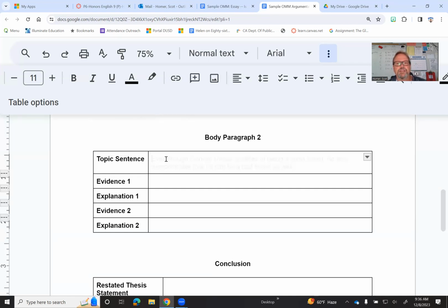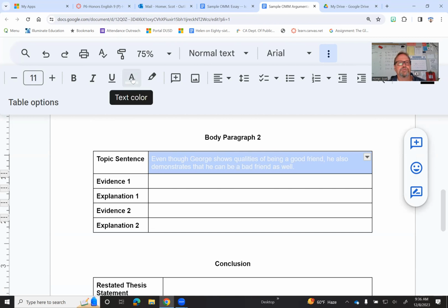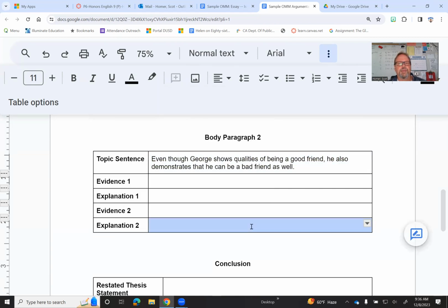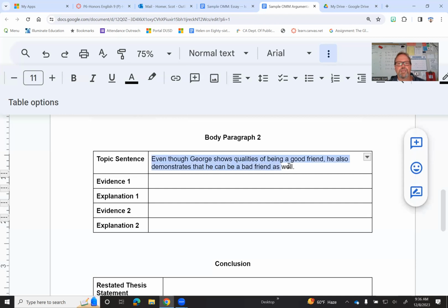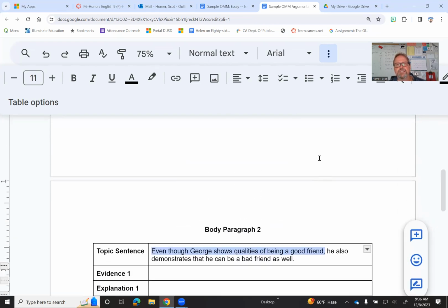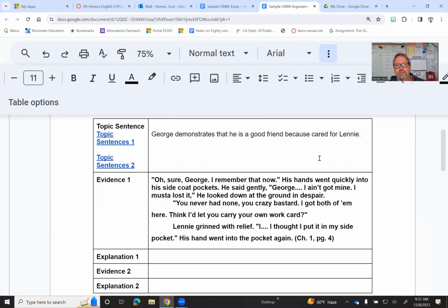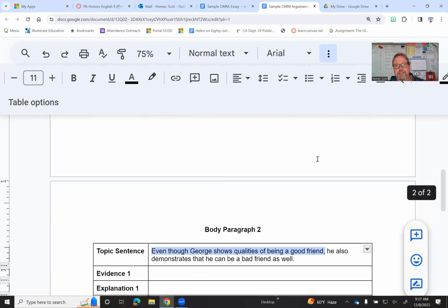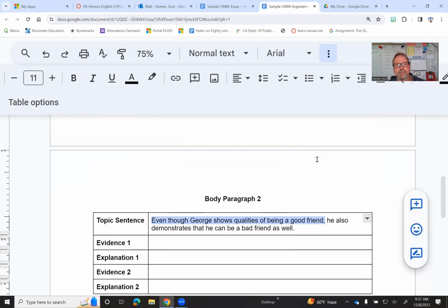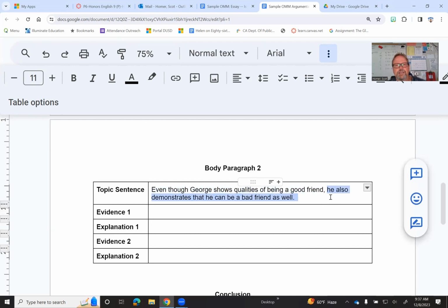So our other topic sentence is going to look like this. Even though George shows qualities of being a good friend, he also demonstrates that he can be a bad friend as well. Okay, so when I do this first part, even though George shows qualities of being a good friend, this statement really acts as a transition statement from the previous paragraph. So you do that little clause. Again, that's another subordinate, lesser important clause, but it acts as a transition. And then you give the main clause. He also demonstrates that he can be a bad friend as well.